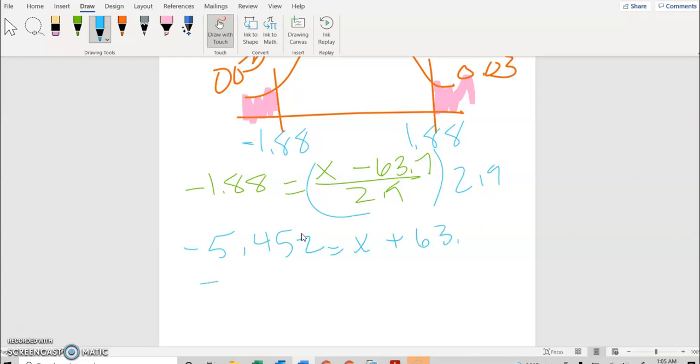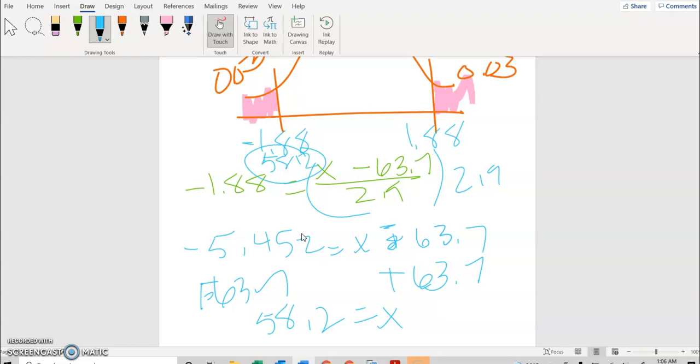I'm going to add 63.7. Right there, this is a minus. I'm like, no, we should not be negative. Heights are not negative. Plus 63.7. Okay, so this is 58.2 equals x. So this is the first value. So this value is 58.2 when converted back to the distribution it's part of.